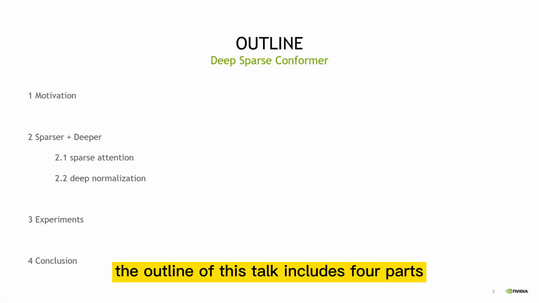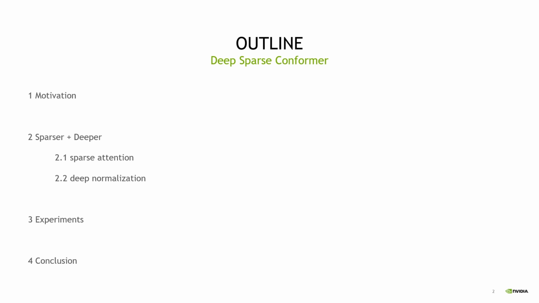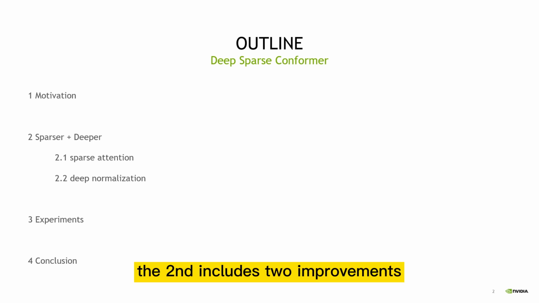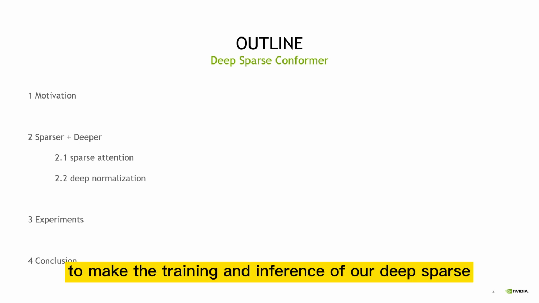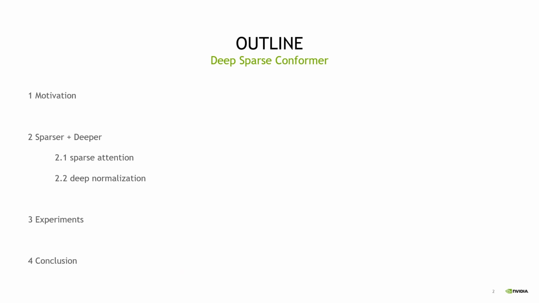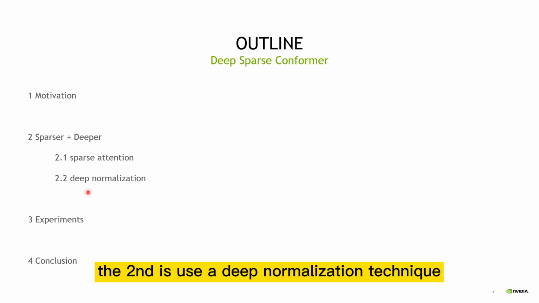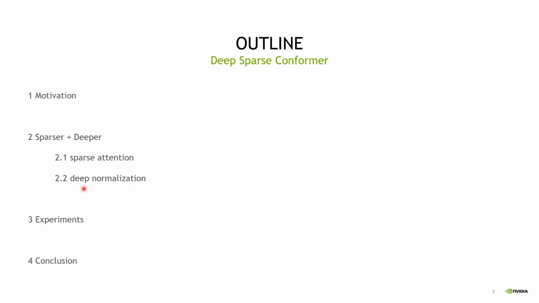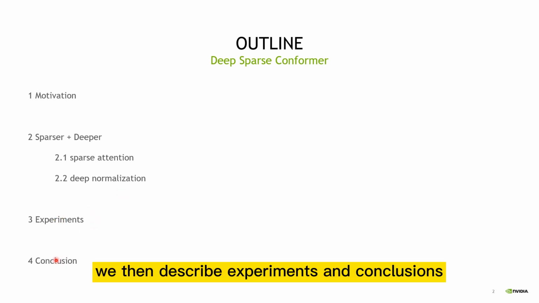The outline of this talk includes 4 parts. In our deep sparse conformer, we first describe the motivation. The second includes 2 improvements to use sparser attention to make the training and inference of our deep sparse conformer faster. The second is to use a deep normalization technique to build as deep as 100 layers of the encoder. We then describe experiments and conclusions.